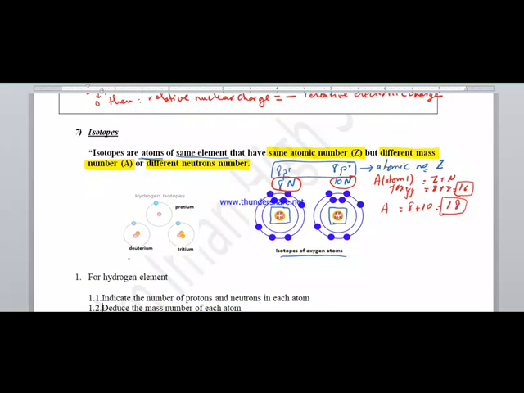Also, in this figure we have the 3 isotopes of hydrogen. Hydrogen has 3 isotopes. One of them is protium, the second is deuterium, and the third is tritium. This is protium. In this nucleus we have only 1 proton and 0 neutrons.